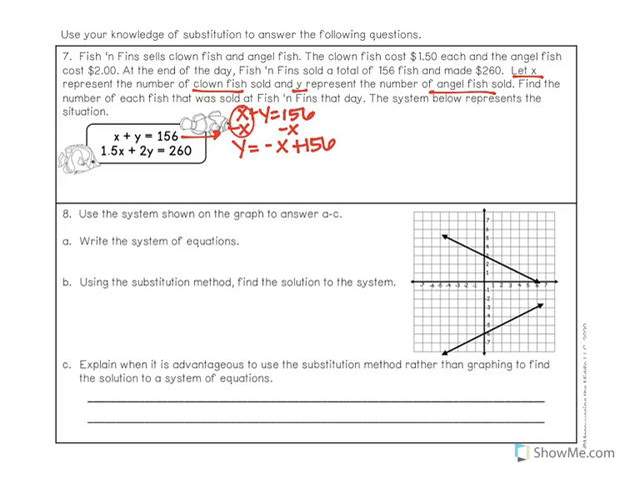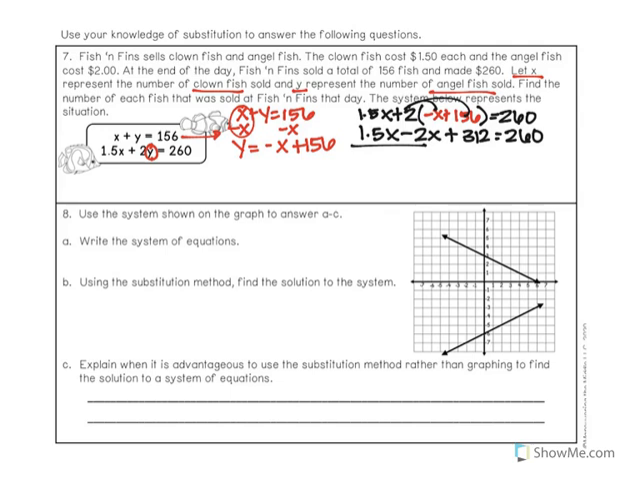I now can plug that in to the y right there. So when I rewrite this, I get 1.5x plus 2 times negative x plus 156, close parentheses, is equal to 260. I then am going to distribute in, and I get 1.5x, which turns into a negative there because I'm multiplying, so that would be minus 2x plus 156 times 2 is 312, and that equals 260.